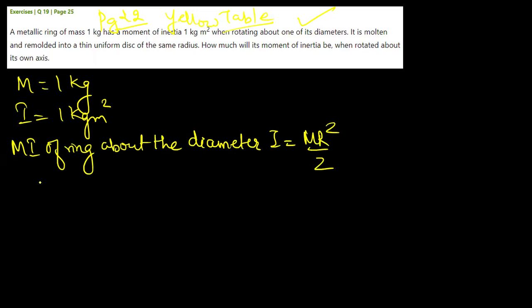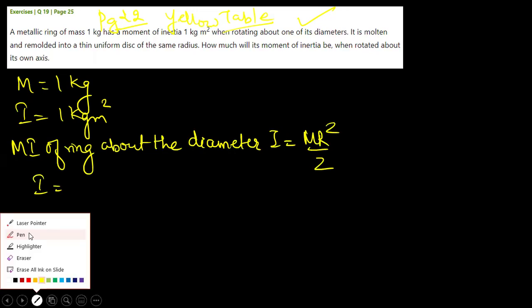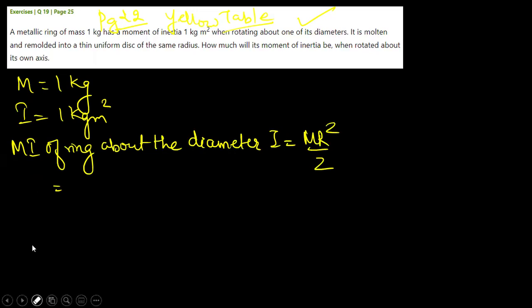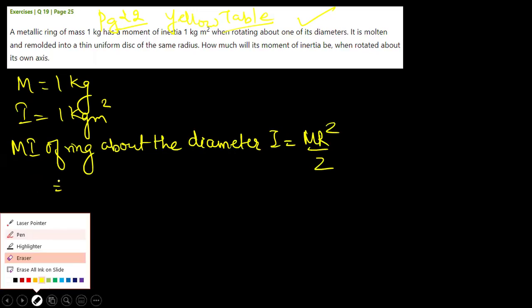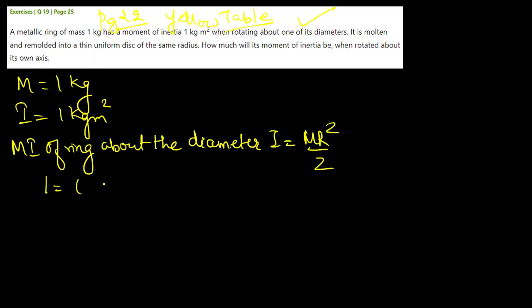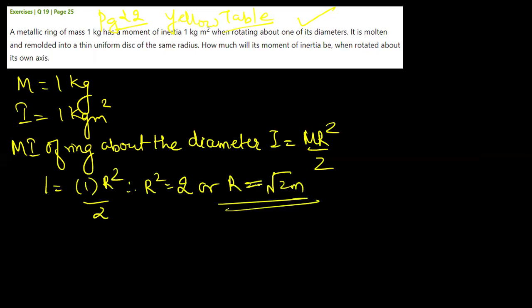So इससे radius निकाल लो, तो radius कितना हो जाएगा, okay, I is given to you ना, so just find the value of radius from here। So if you see here, this 1 will be equal to 1 into r square upon 2, so r square will be equal to 2, or I can say r will be equal to √2 meter, right? R will be equal to √2 meter, right?